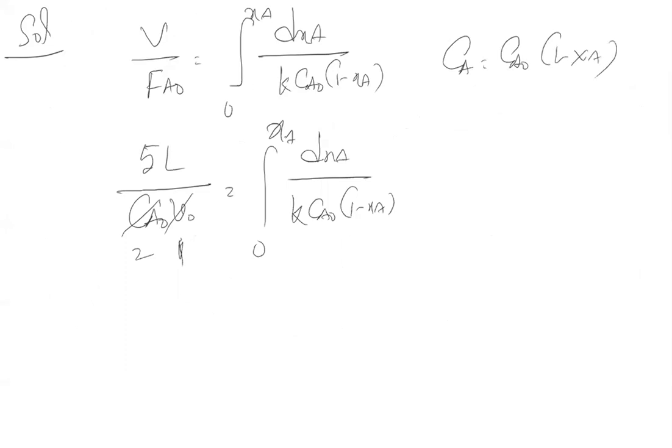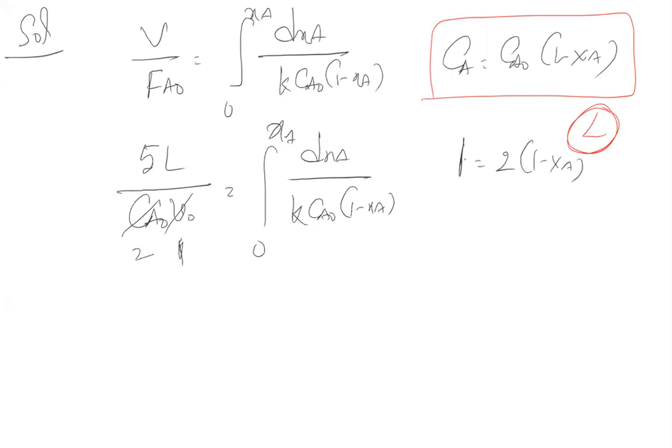Remember, this is a gas phase reaction, that is why I am writing this one. If it is not a gas phase reaction, I will not write this one. Sorry, this is a liquid phase reaction. If it were a gas phase reaction, CA equals CA0 into 1 minus XA divided by 1 plus epsilon A XA. So what is epsilon given, which is 1. So 0.5 equal to 2 into 1 minus XA. So CA0 equal to 2.